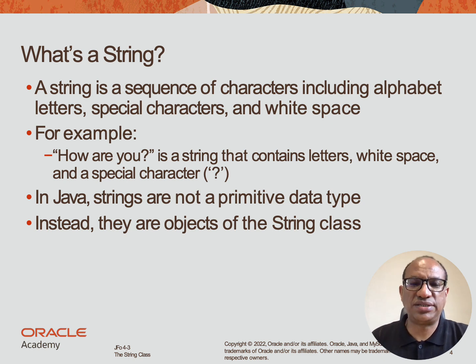So what's a string exactly? A string is just a sequence of characters. It can contain letters, numbers, punctuation, even white space. In Java, strings aren't primitive types like int or double. They are actually objects of the String class.